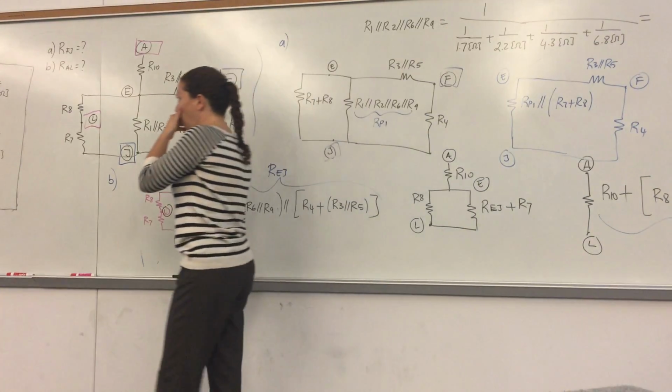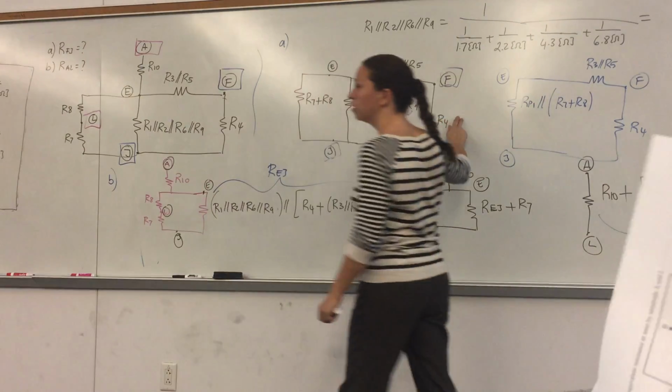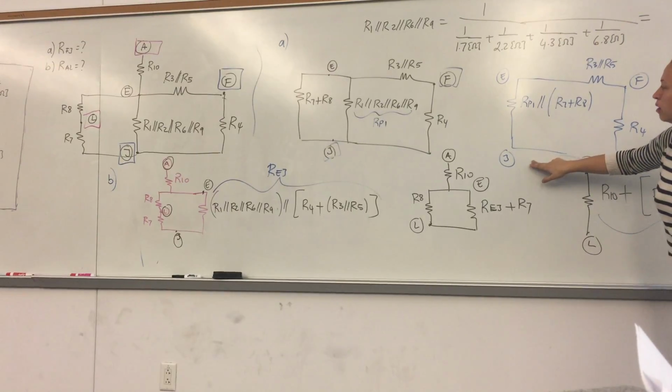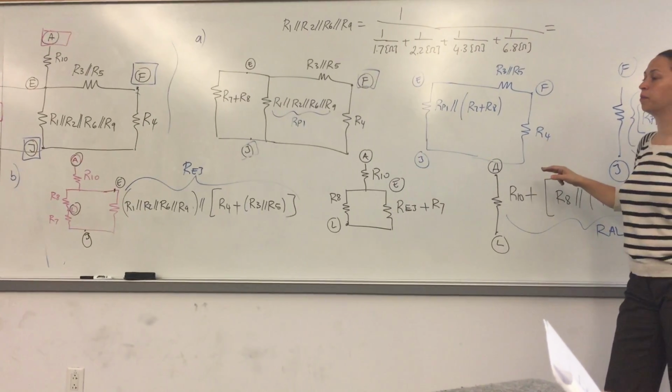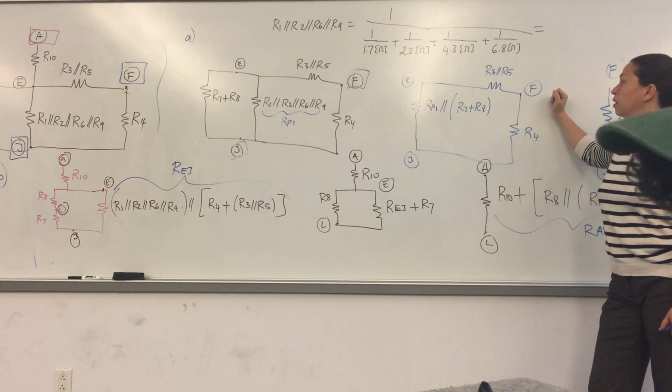Okay? Any questions? Yeah. The last one, where we combined everything with J and F. Yeah, they're all in series. But we combined the J to F so we can get rid of E. But how come when we did series with that, we did parallel with R4?